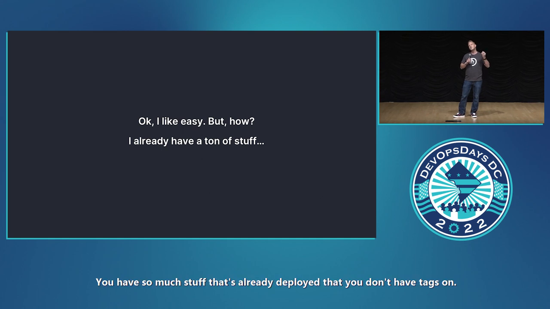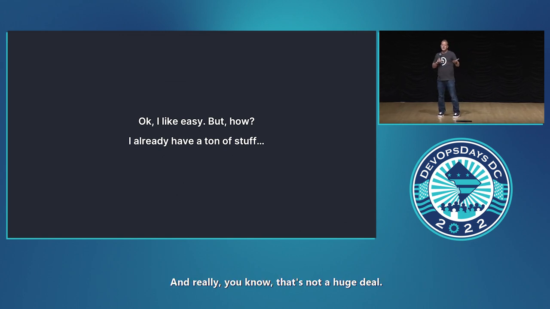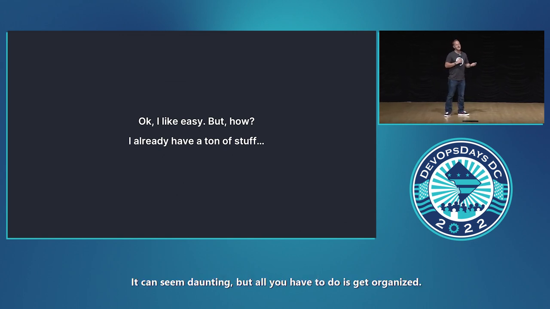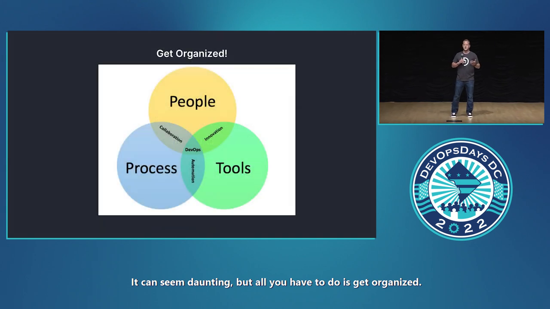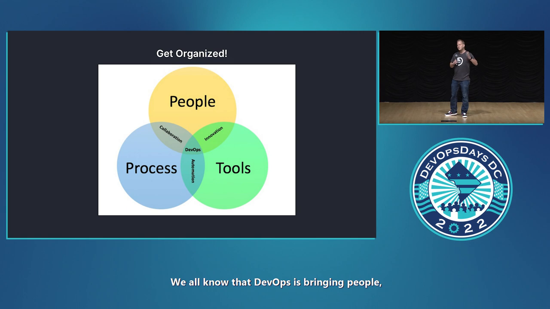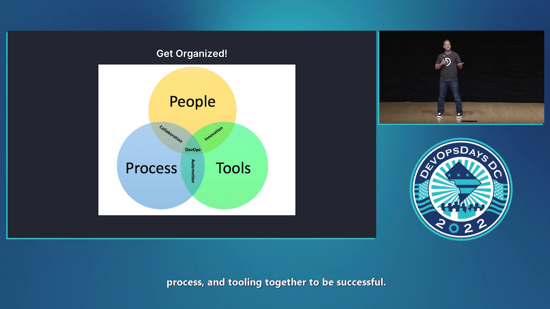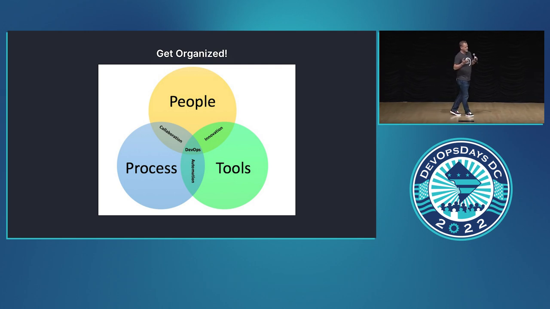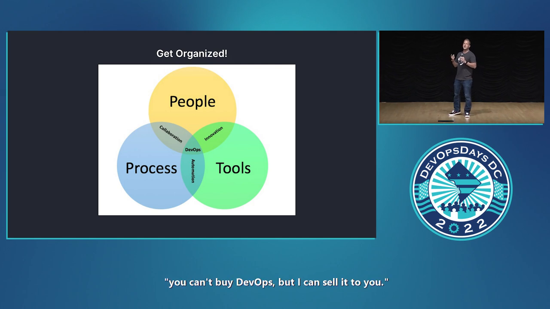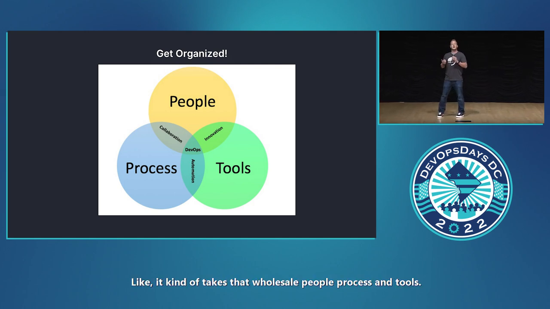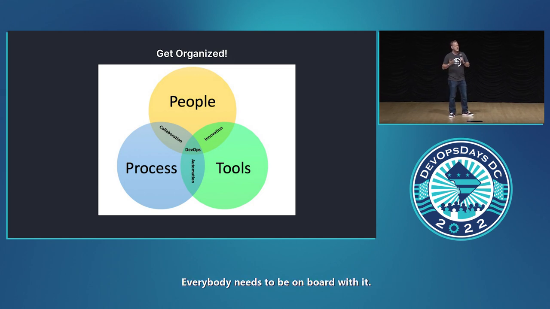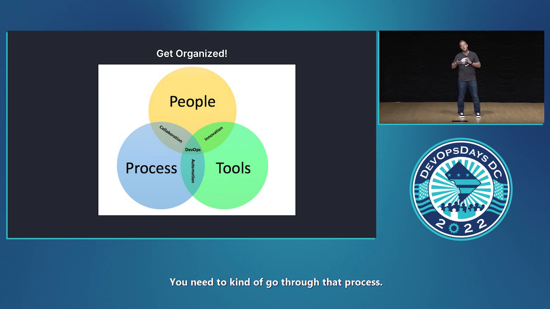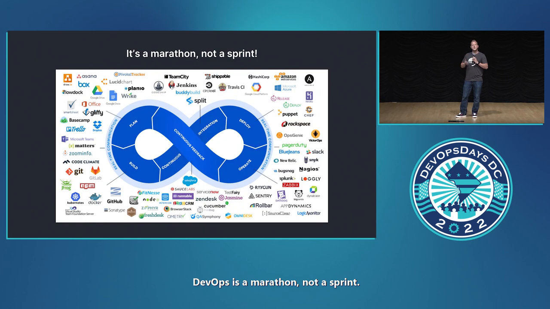But how? You have so much stuff that's already deployed that you don't have tags on. And really, that's not a huge deal. You don't have to freak out about it. It can seem daunting, but all you have to do is get organized. We all know that DevOps is bringing people, process, and tooling together to be successful. You can't just buy a CI/CD pipeline and expect to be successful. It was the great Matty Stratton that said, you can't buy DevOps, but I can sell it to you. And it's absolutely right. It kind of takes that wholesale people, process, and tools. There's tooling to help. Everybody needs to be on board with it. You need to kind of go through that process. DevOps is a marathon, not a sprint.